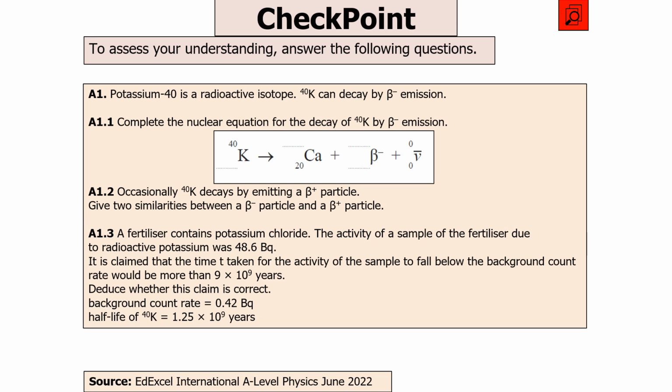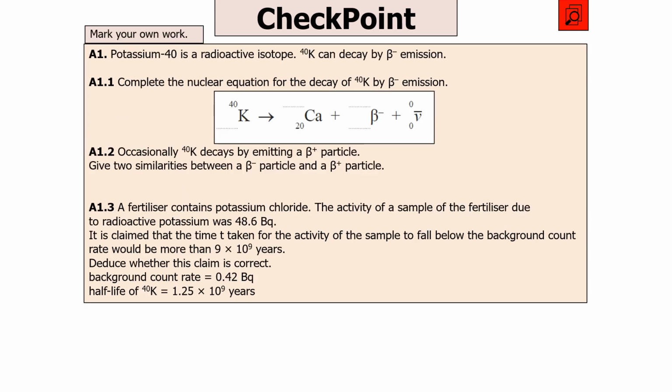A fertilizer contains potassium chloride. The activity of a sample of the fertilizer used to radioactive potassium is 48.6 becquerels. It's claimed that the time t for the activity of a sample to fall below the background count rate will be more than 9 times 10 to the 9 years. Deduce whether this claim is correct. The background count is 0.42 becquerels, and the half-life of potassium is 1.25 times 10 to the 9 years. So pause the video now, then unpause the video when you want to go through your answer.